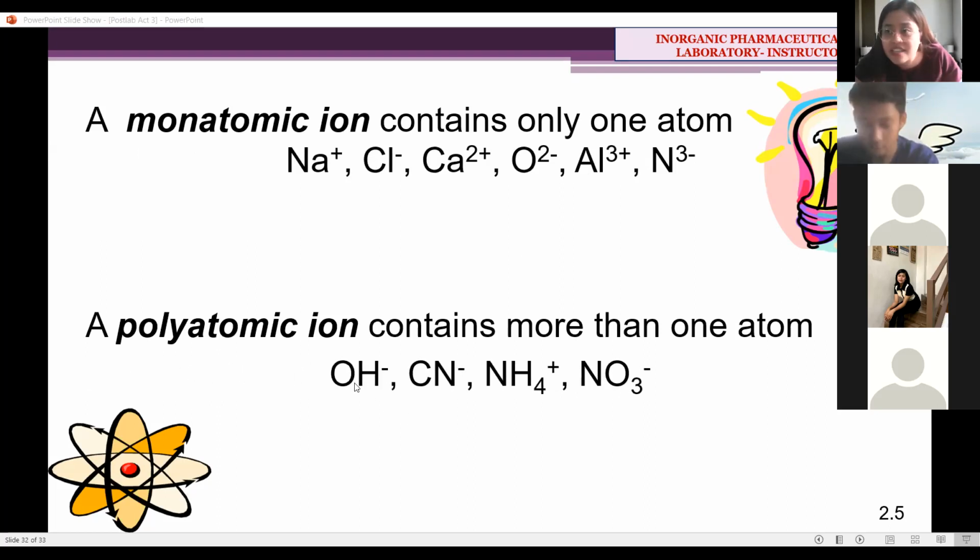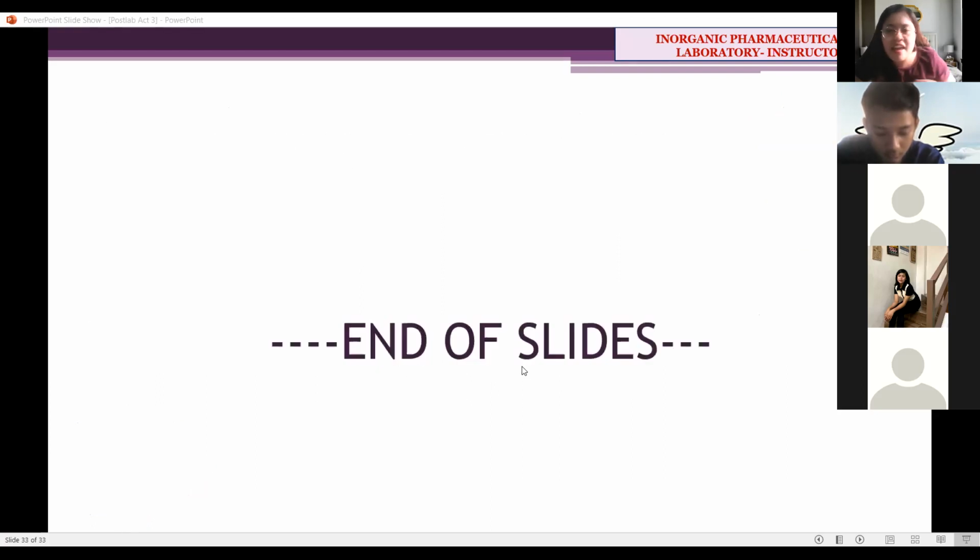Pero katong akong example kagaina, we call them polyatomic ion because they are combinations of more than one atom. Parehas sa OH, that's hydroxide. So combination of oxygen and hydrogen. And then we have the cyanide, the ammonium, and the nitrate. Those are again called polyatomic ions. We don't call them compounds. So I think that's it. That's the end of our slide.